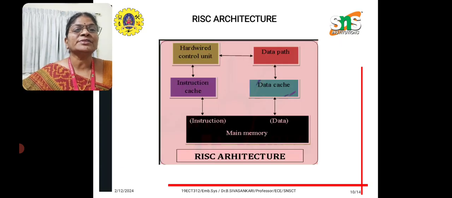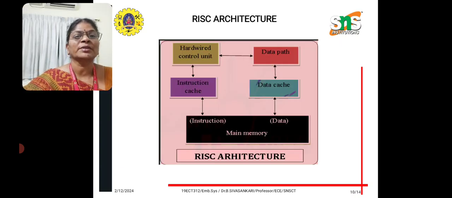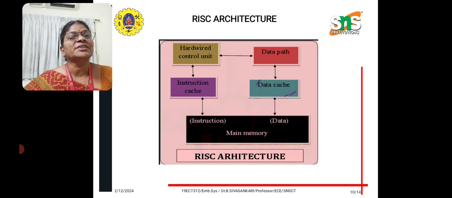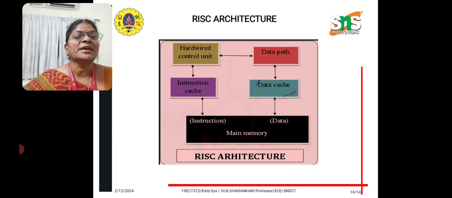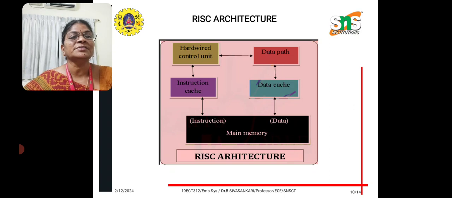This is the architecture of RISC, the block diagram of RISC. Here it consists of blocks like hardwired control unit, data path, instruction cache, data cache, main memory. So here we have two inputs with dual directions, in and out of memory, that is instruction and data, and instruction cache, hardwired control unit, data path and data cache, right?